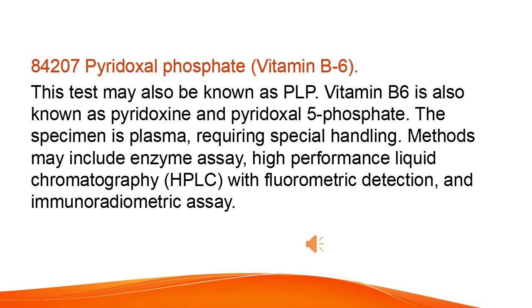Pyridoxal phosphate, vitamin B6. This test may also be known as PLP. Vitamin B6 is also known as pyridoxine and pyridoxal 5-phosphate. The specimen is plasma, requiring special handling. Methods may include enzyme assay, high-performance liquid chromatography, HPLC, with fluorometric detection, and immunoradiometric assay.